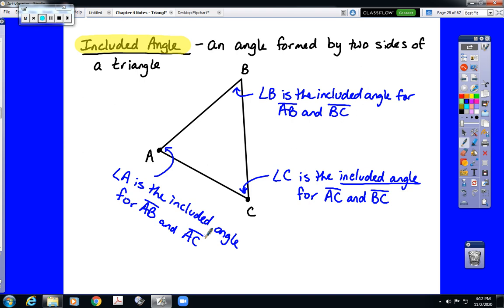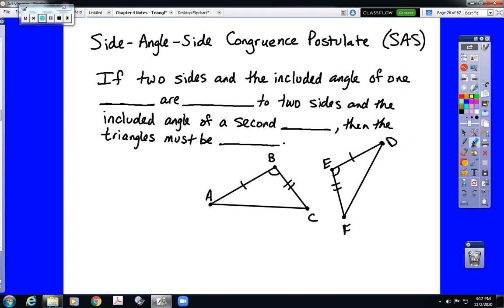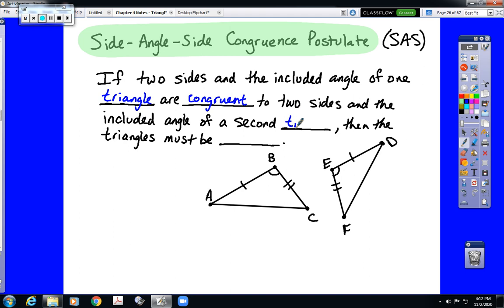All right, so this leads us into the side-angle-side congruence postulate, which again could be used in a proof. If we use it in a proof, we abbreviate it as SAS. It reads, if two sides and the included angle of one triangle are congruent to two sides and the included angle of a second triangle, then those triangles must be congruent. In other words, if we have two sets of sides and an included angle, we don't need the rest of the information. Those three specific pieces would be enough to guarantee triangle congruence.